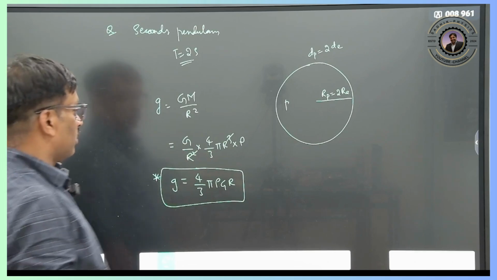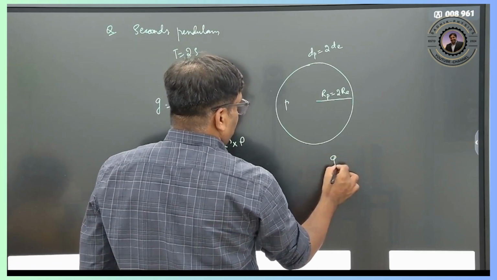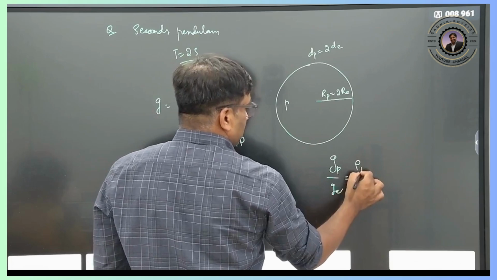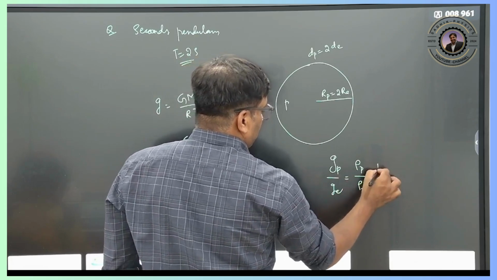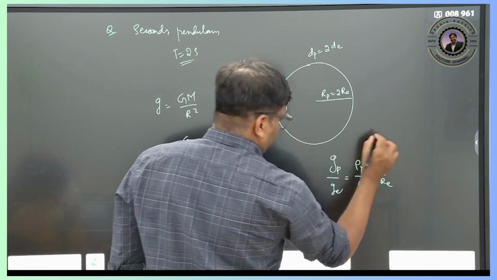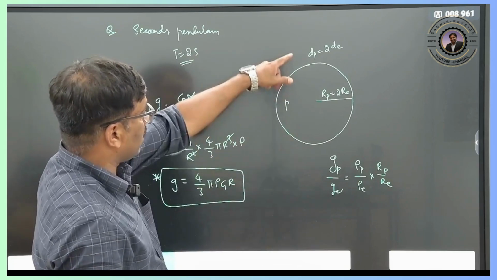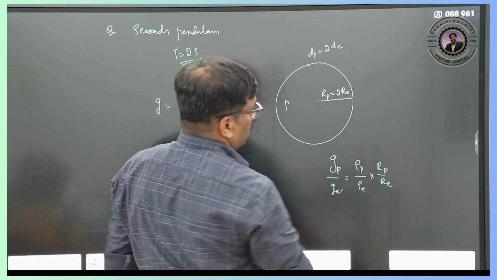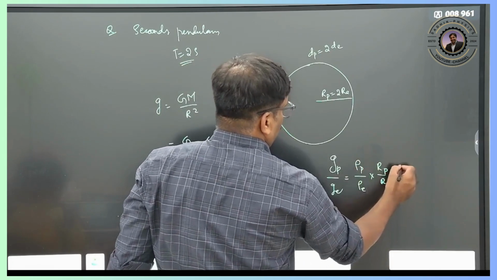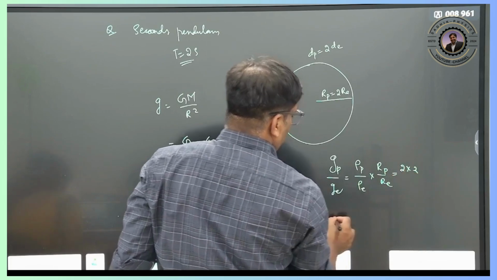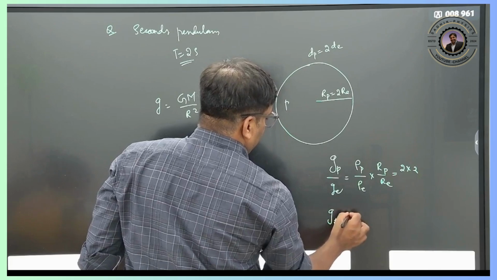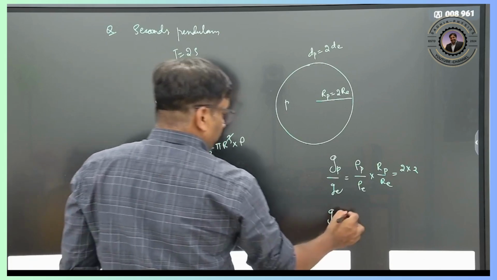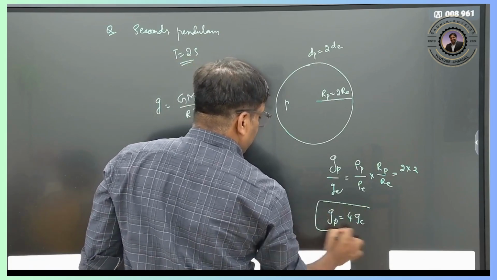Clear? So therefore g on the planet by g on the earth is directly proportional to the density on the planet by density on the earth, and radius of the planet by radius of the earth. Clear? So what are they now? Density of the planet is twice that of the earth, and the radius is also twice. Therefore you get 2 times 2, so the g value on the planet is 4 times the g value on the earth.